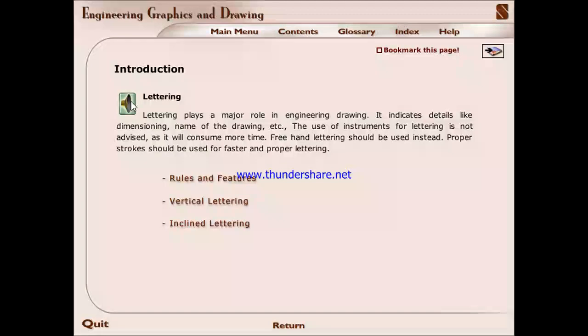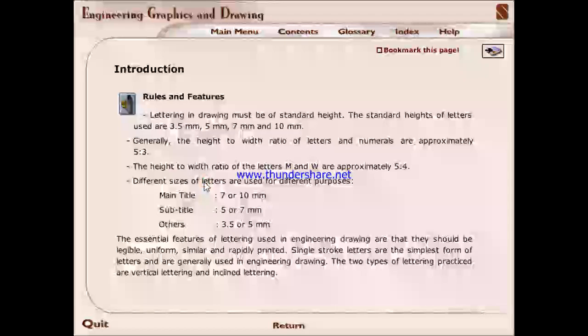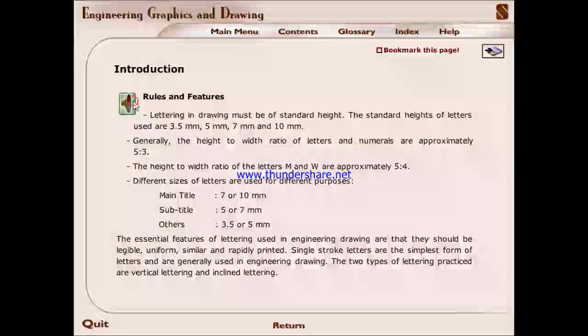Lettering plays a major role in engineering drawing. It indicates details like dimension, name of the drawing, etc. The use of instruments for lettering is not advised as it will consume more time. Freehand lettering should be used instead. Proper strokes should be used for faster and proper lettering. So practice this lettering, and you must follow the rules and features. Lettering in a drawing must be of standard height.